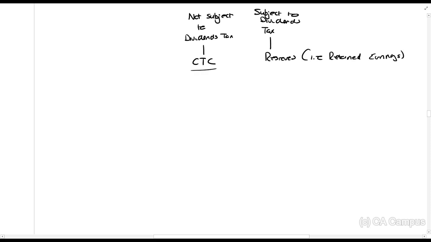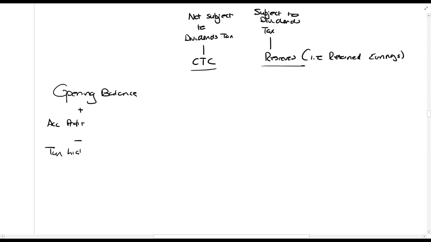Now, what you need to do is calculate the closing balance for it. So remember, we're going to say opening balance plus accounting profit less tax liabilities equals closing balance. And if you think about it, that's really what usually goes into retained earnings. And that's what we're going to be doing there.